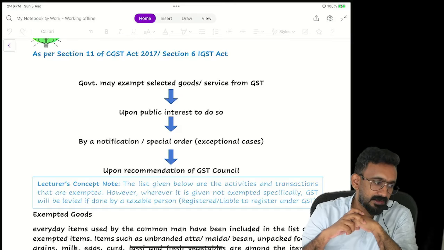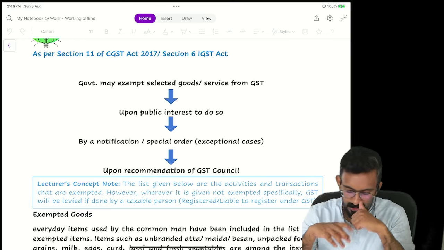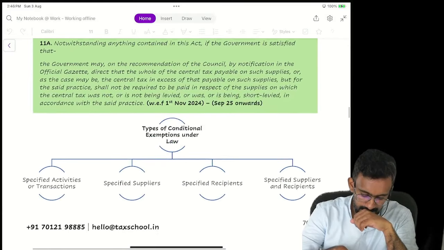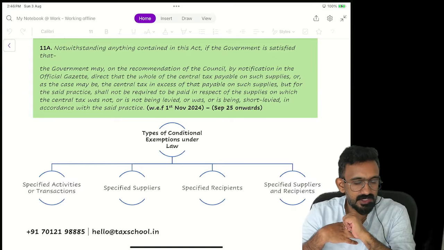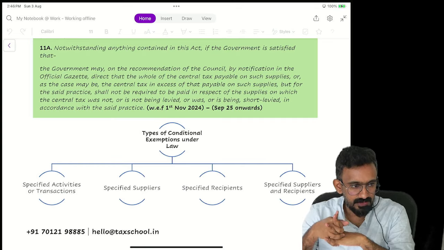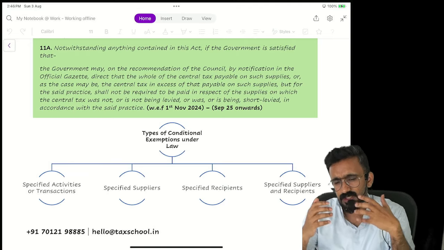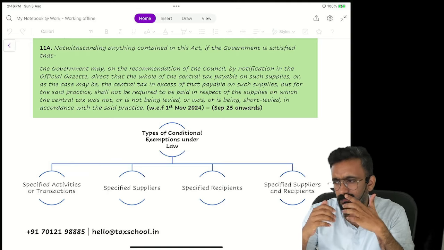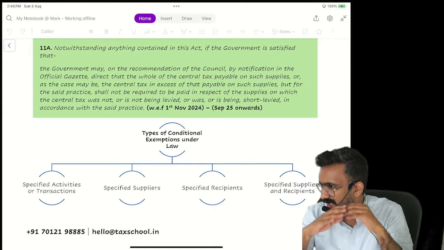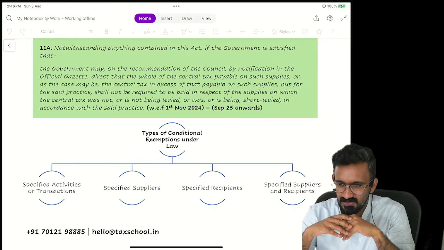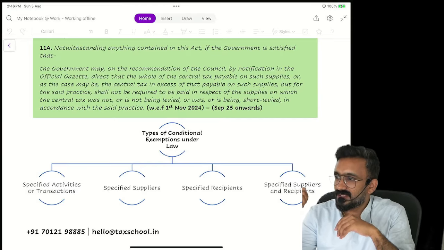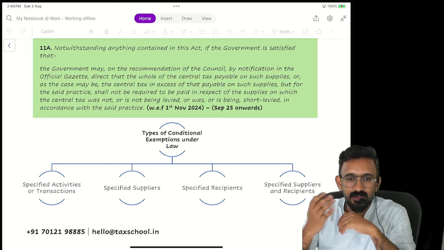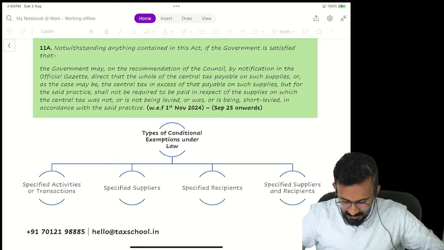Okay. They have now inserted one more section called 11A, which says that notwithstanding anything contained in this Act, if the government is satisfied that... Again, this is not an item of amendment that we have to bother about, because there's no notification on this. There's a section like this, so that's the only structural understanding you need, applicable from September onwards. Okay, insertion of section 11A. So you might want to add it to the amendments.